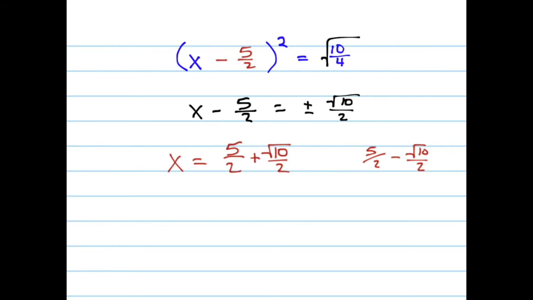So we plug those into our calculator. What do we get? If it helps, these already have common denominators, so you can do 5 plus radical 10 in parentheses and then divide by 2. Or you can do 5 minus radical 10 in parentheses and divide by 2. It's supposed to be 5 over 2.